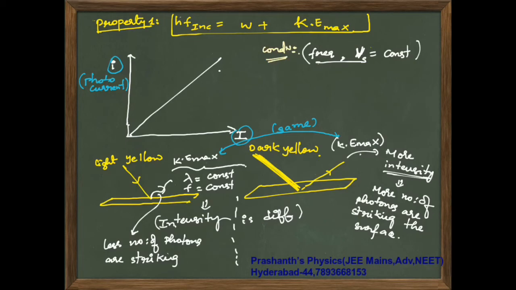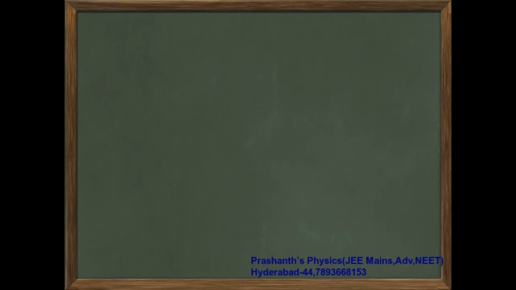So indirectly, your current is related to the number of photoelectrons. More photoelectrons will come out if you are projecting more intensity light. Hope there are no doubts and you have understood what I am trying to explain.